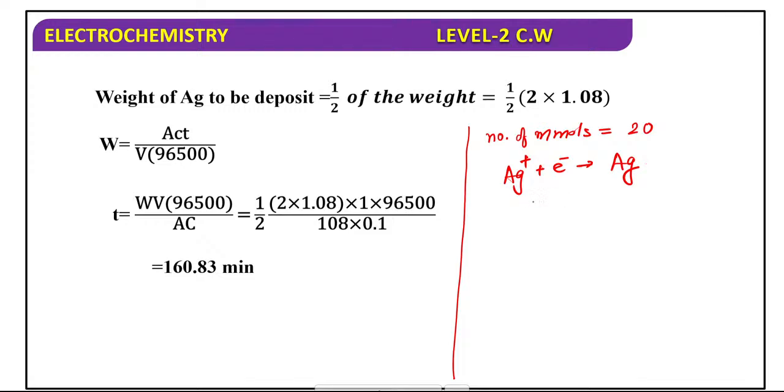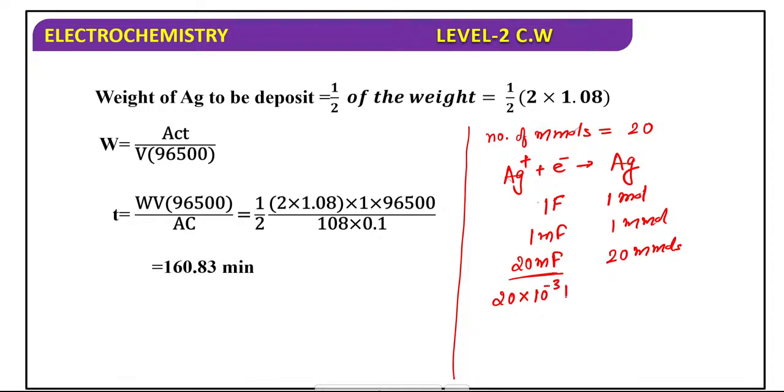ओके, सो यहाँ पे जो 1 Faraday है that will give 1 mole. Okay, so for 1 millimole we need 1 millifarad. So to deposit 20 millimoles of silver we need 20 millifarad. So 20 millifarad means equivalent to 20 into 10 raised to power minus 3 Faraday. This much electricity is required in terms of Faraday.